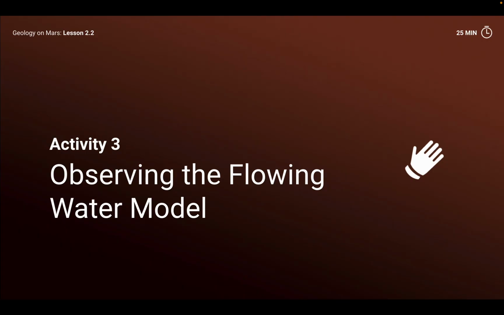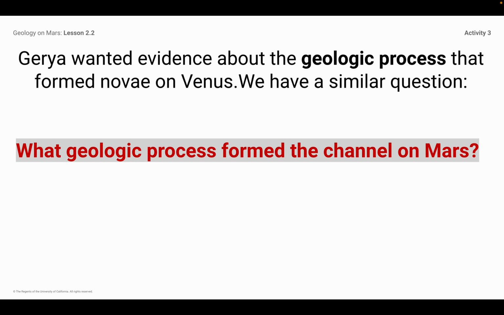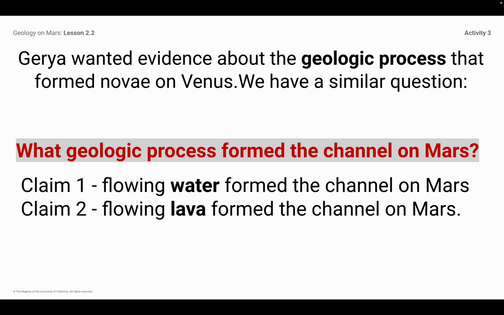Okay, so now I think that we need to learn from Garia. He wanted evidence about the geologic process that formed the novae on Venus. We have a similar question in that we want to know what geologic process formed the channel on Mars. And remember, there are two different claims. The first claim says that flowing water formed the channel on Mars. And the second claim says flowing lava formed the channel on Mars.